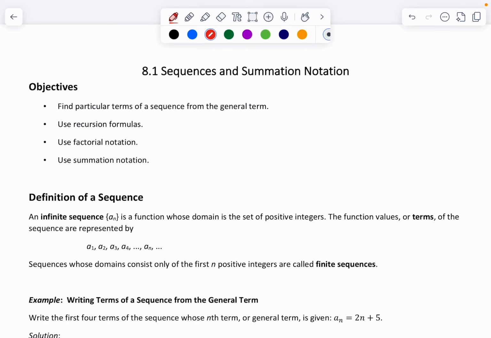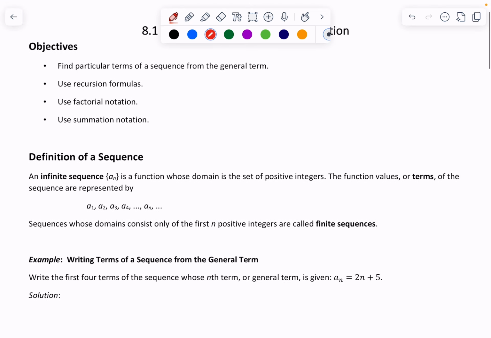Hello. We're starting chapter 8, and chapter 8 talks about sequences. So, 8.1, we're going to start with sequences and summation notation. First, we're going to define a sequence.